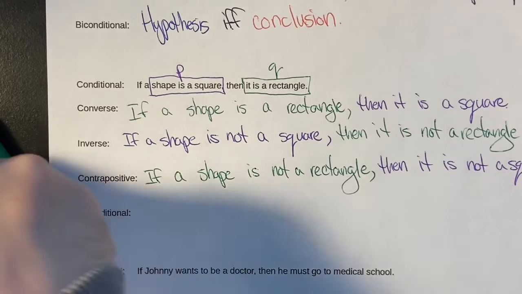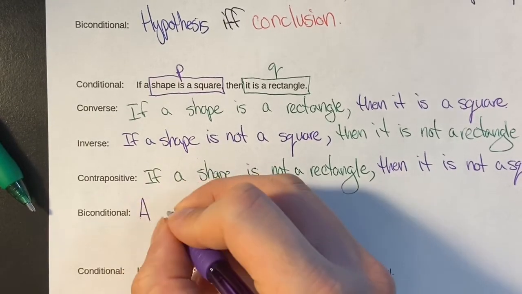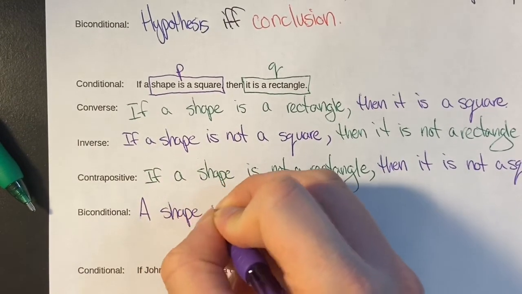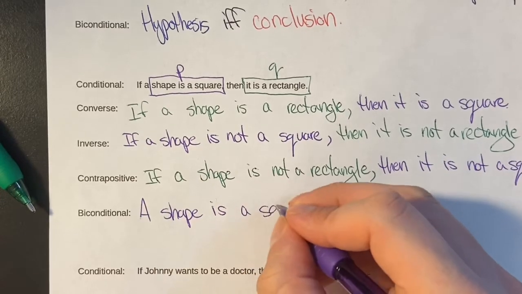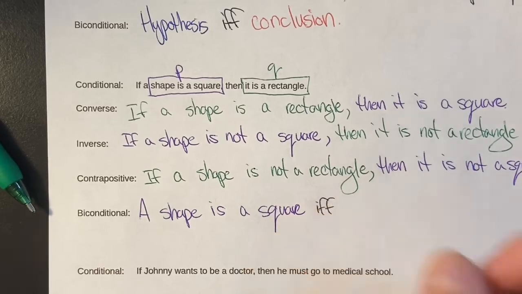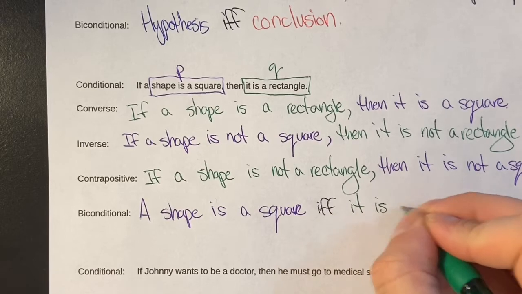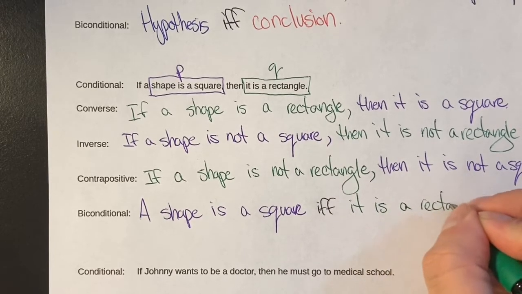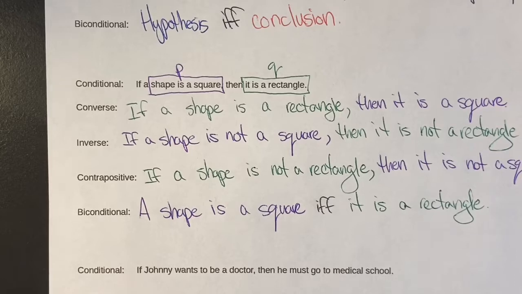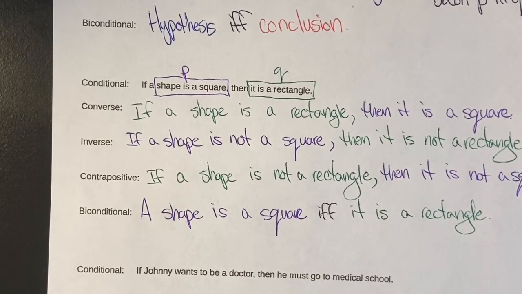The biconditional is when you have the hypothesis, if and only if conclusion. So a shape is a square if and only if it is a rectangle. So let's find some truth values behind all of these. Let's see if these are true.